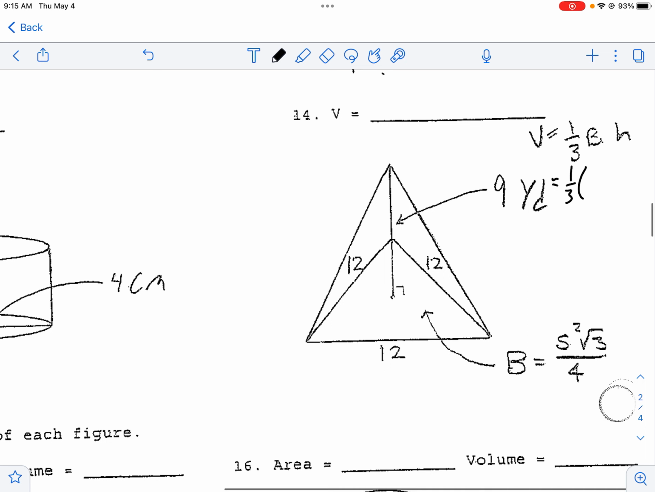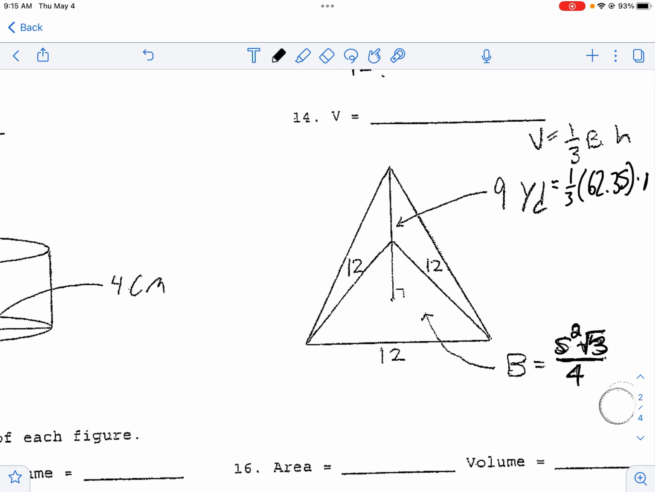This one, 1/3 base height, so 1/3 times the area of the base. Again, the area of the base is side squared root 3 over 4. That'll be on your test, so don't worry. So that'd be 144 root 3, and then divide that by 4. You get 62. Again, it's the same triangles we had in the last one. Times the height, which is 9. Then I'm going to divide that by 3, and get 187.1 yards cubed.